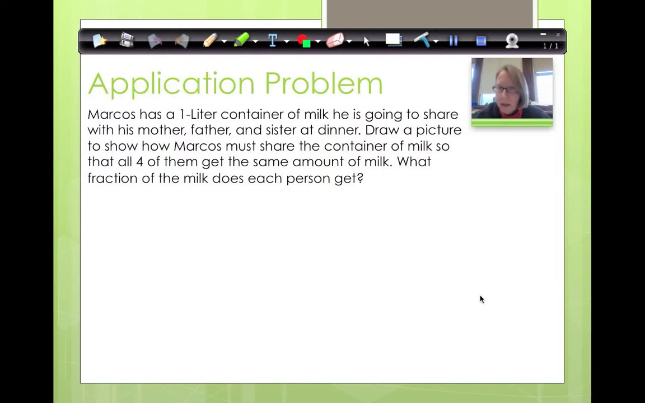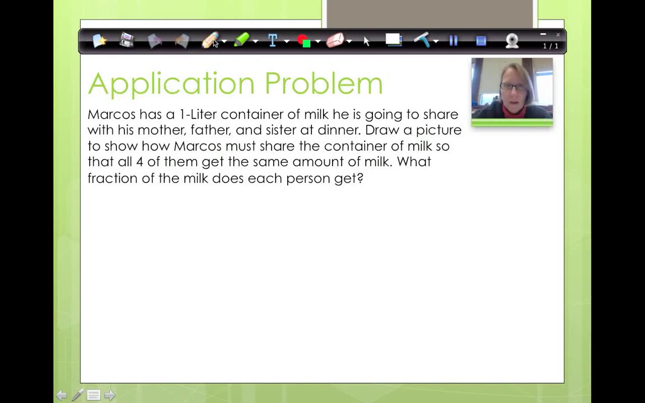Marcos has a 1-liter container of milk. He is going to share with his mother, father, and sister at dinner. Draw a picture to show how Marcos must share the container of milk so that all 4 of them get the same amount of milk. What fraction of the milk does each person get?